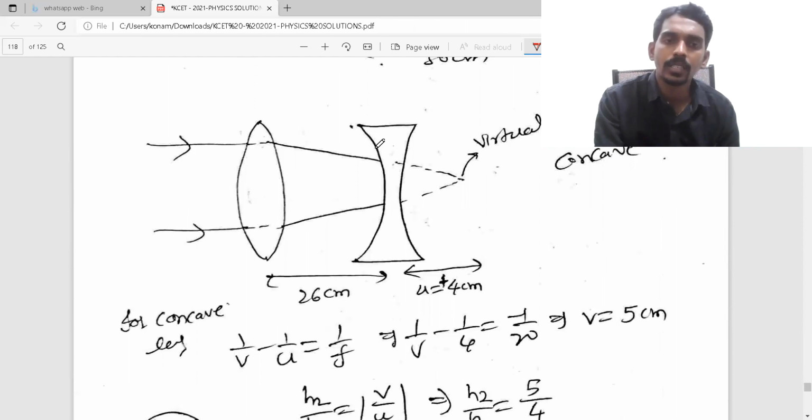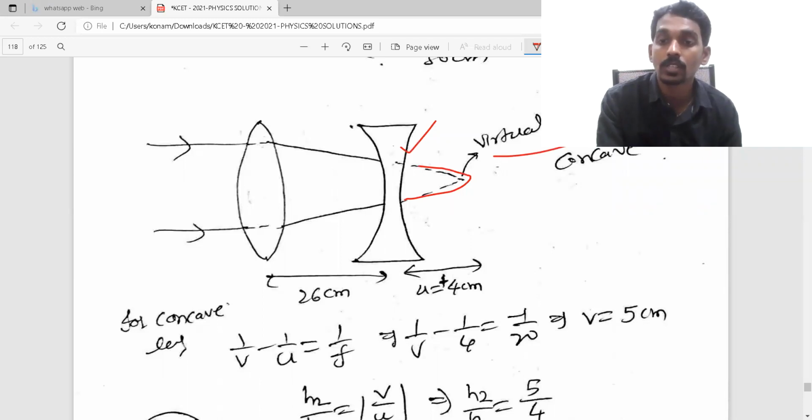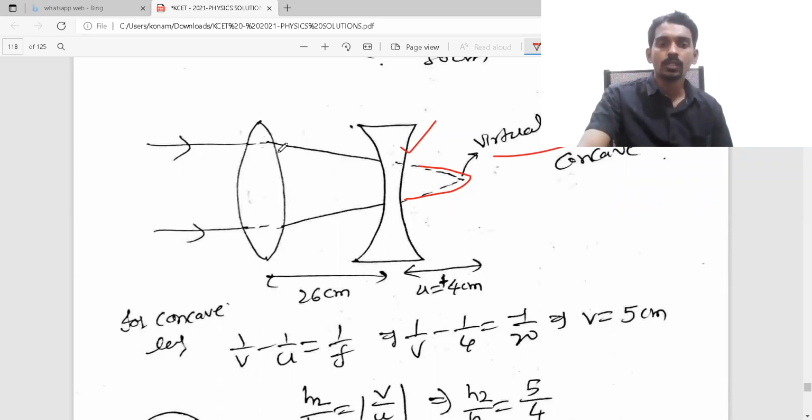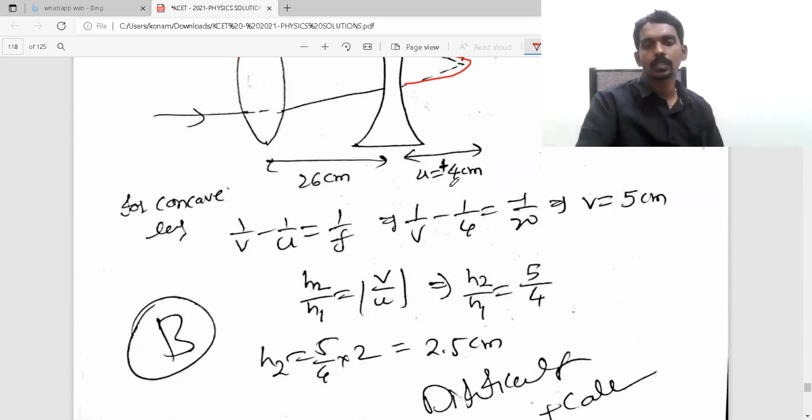Now what they have done is they placed one concave lens at a distance of 26 from the convex lens. That means before the image forms, only the refracted rays fall on the concave lens. That means this position will act like an object for this lens. What kind of object do we call it? Virtual object. Now this is 30 actual, and this is 26. So what is the distance of the virtual object for the concave lens? 4. Virtual object means plus.